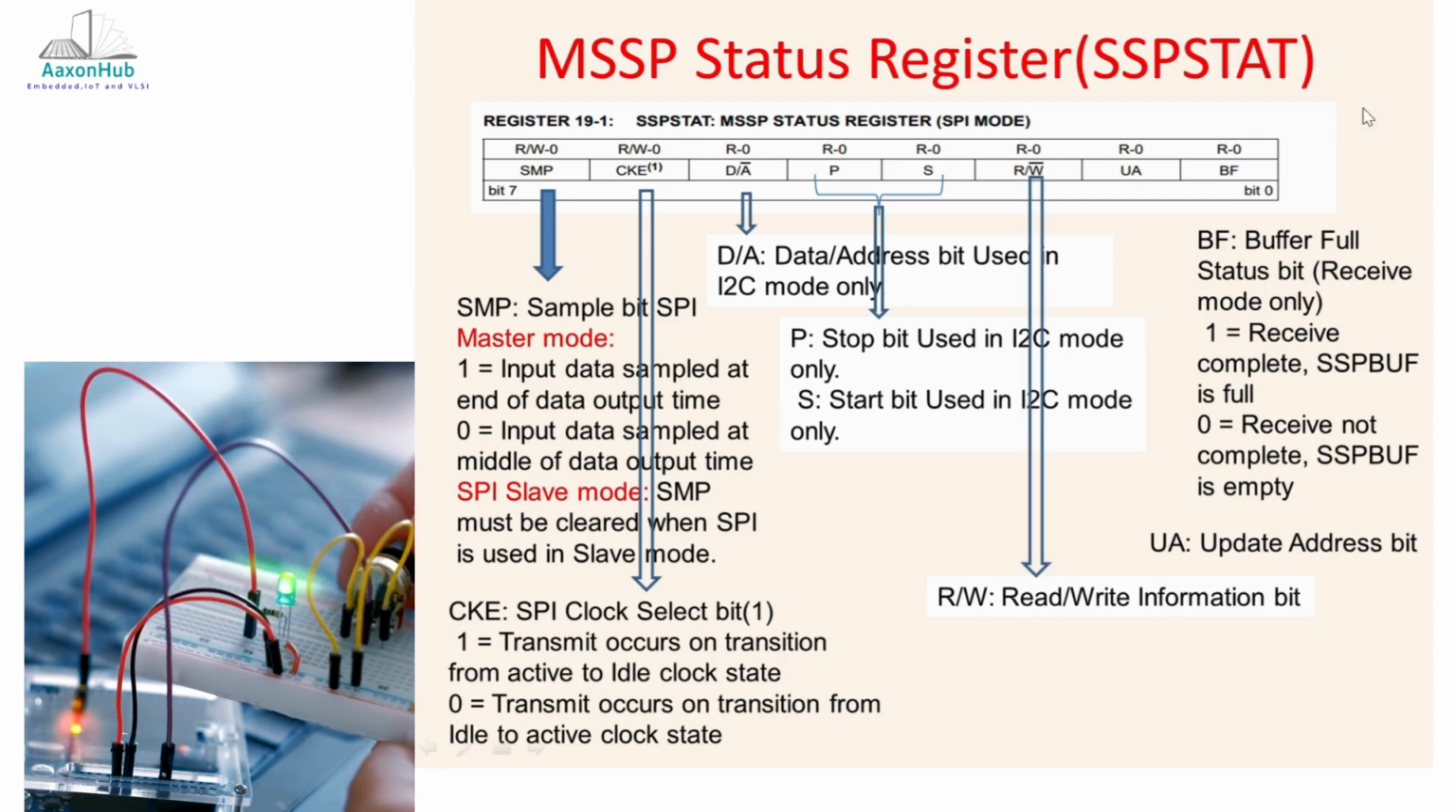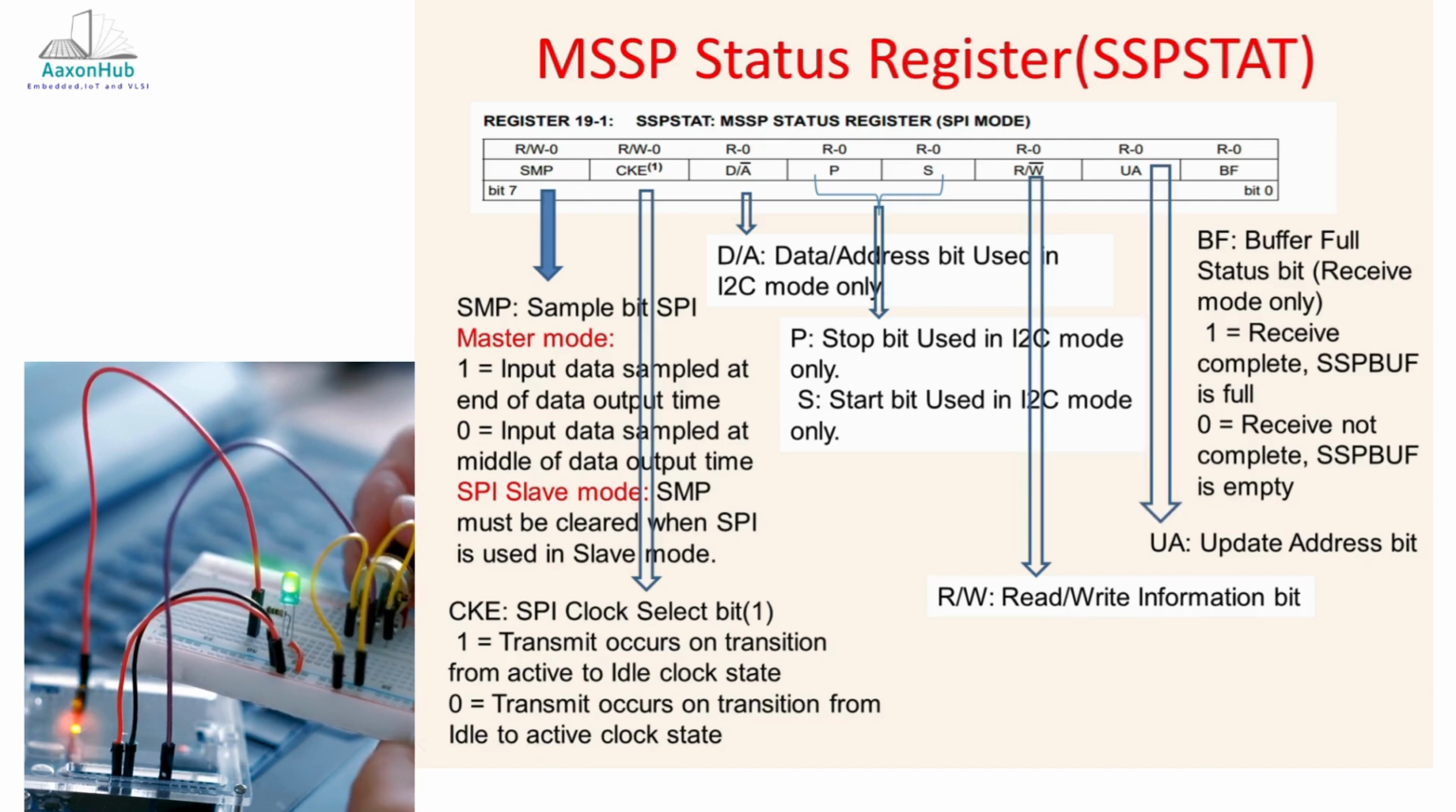Next, R/W bar means the read and write information bit. This read and write information bit will help you to read the data and write the data, so that you can have access to the read information or write information. Next bit is UA, update address. Again, this bit is utilized in I2C mode where you want to update the slave address.